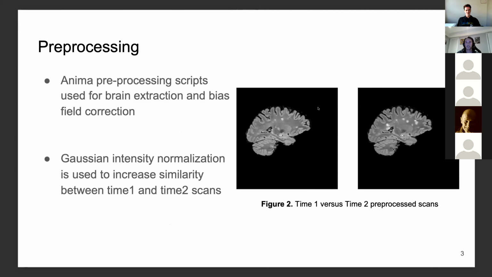In the pre-processing, ANIMA pre-processing scripts are used for brain extraction and bias field correction. Then for intensity normalization, we used Gaussian intensity normalization to increase similarity between time 1 and time 2 scans. Moreover, in the original SCUNet architecture, Gaussian intensity normalization was also used, so we wanted to be consistent with that as well.